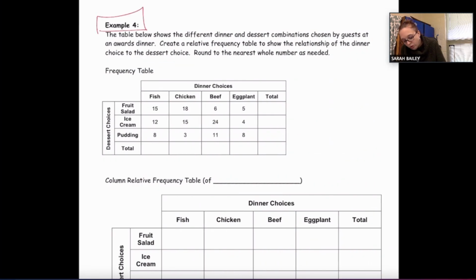This time I want you to try this example completely on your own. So pause the video and do example 4 on your own.